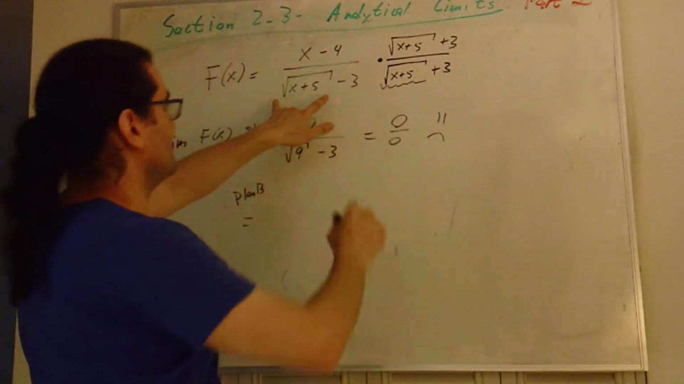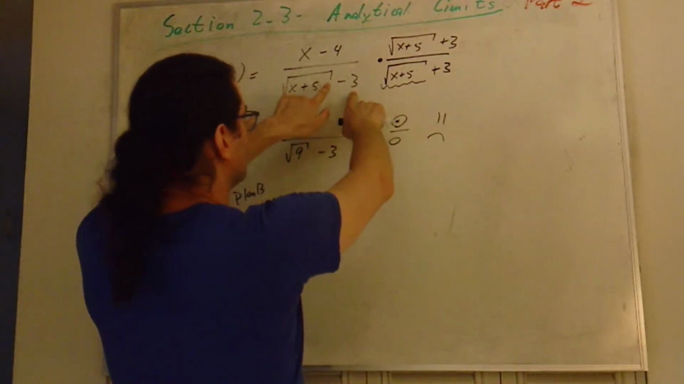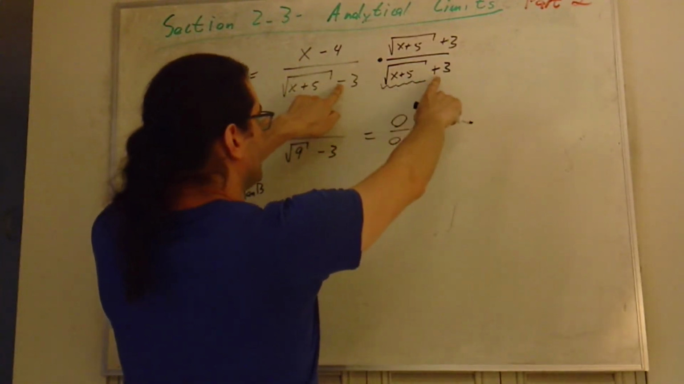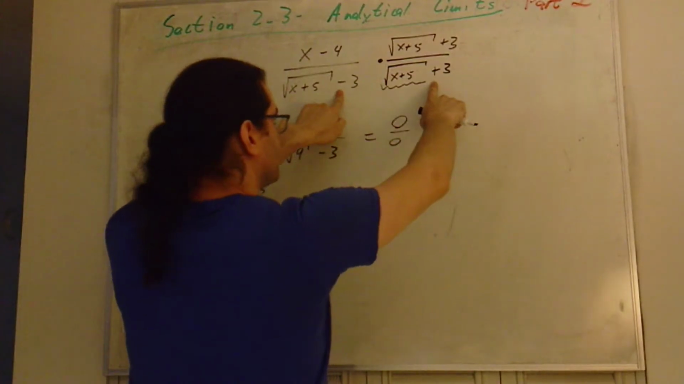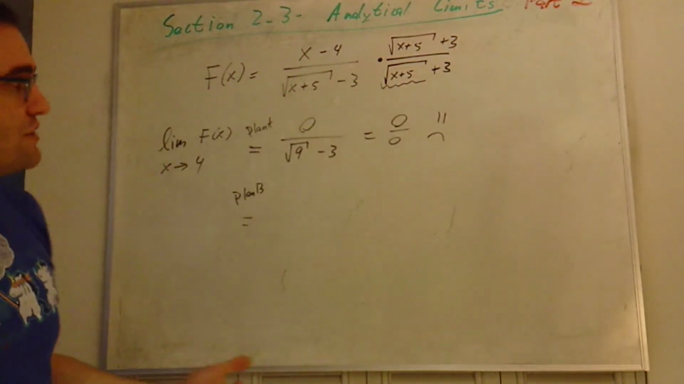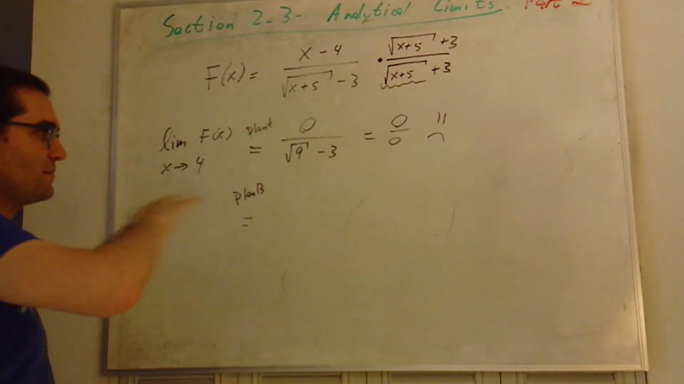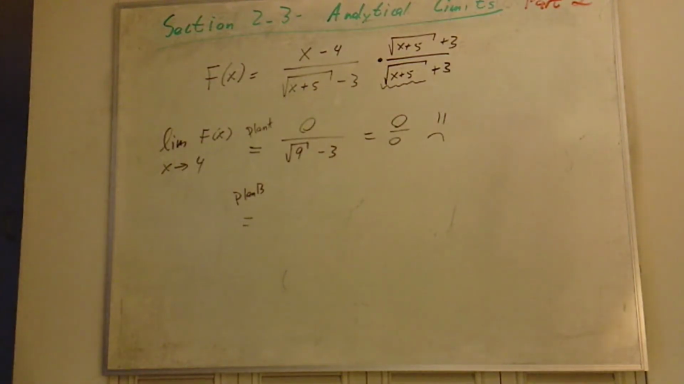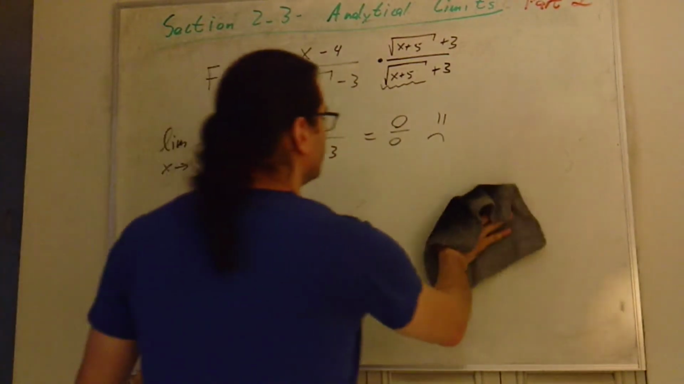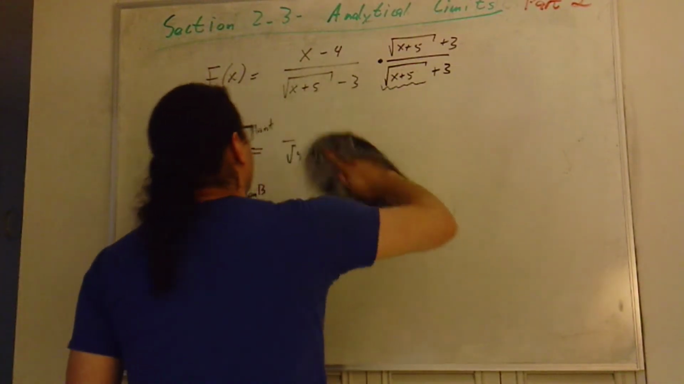Conjugate just means that between these two pieces, the square root and the 3, we're going to change the operation that is between those two things. So now let's pause and see what happens here. I think I'm going to have to erase plan A to give us more room. We know that plan A is failed. We don't need that here anymore.